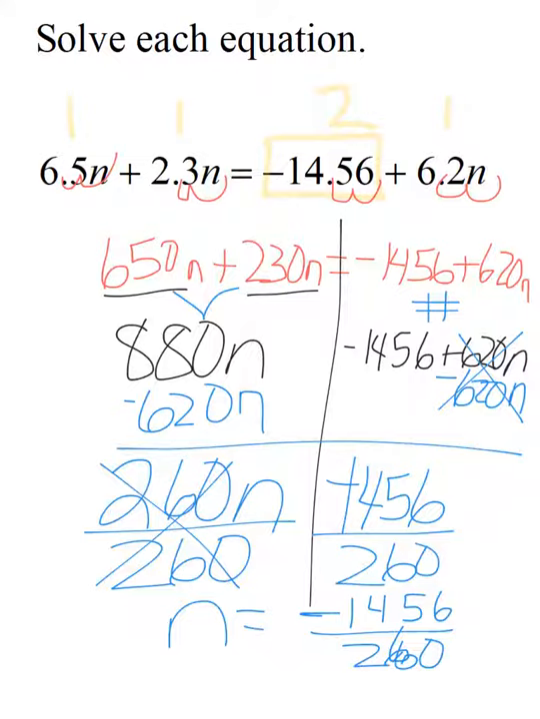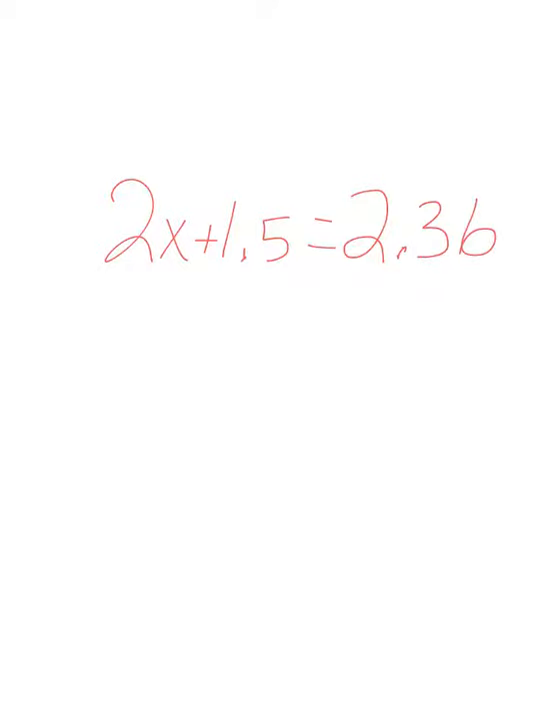Okay, there's one thing that I want to talk to you about. Let's get a blank slate. Let's pretend I had the equation 2n plus 1.5 is equal to 2.36. I would scan it and realize that I have 0 decimals here, I have 1 there, and I have 2 there. So I would have to move all those decimals 2 places.